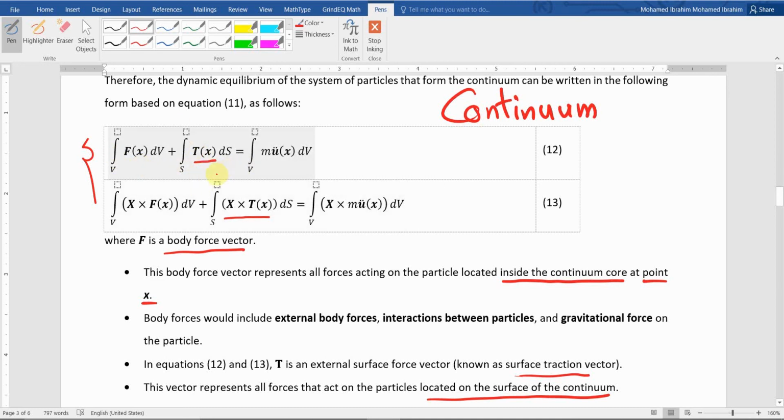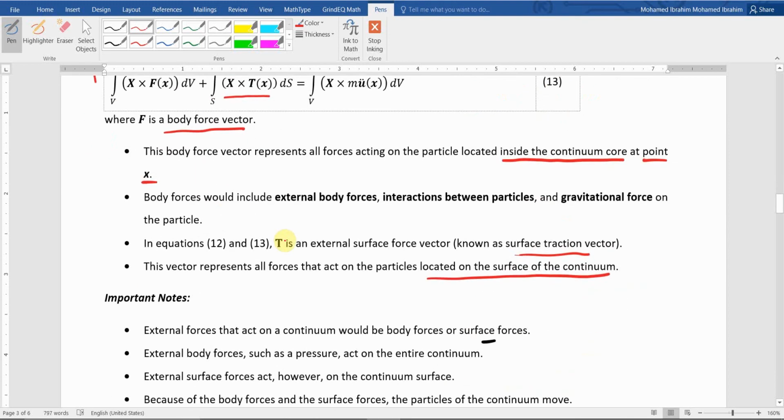It means that mathematically speaking, it is easy for us to solve one equation that includes only one type of integration, not both of them, like surface and volume. So it is much more convenient if we are able to convert this surface integral into a volume integral. This requires the divergence theorem.